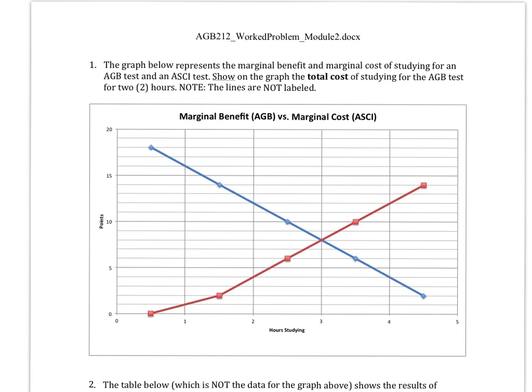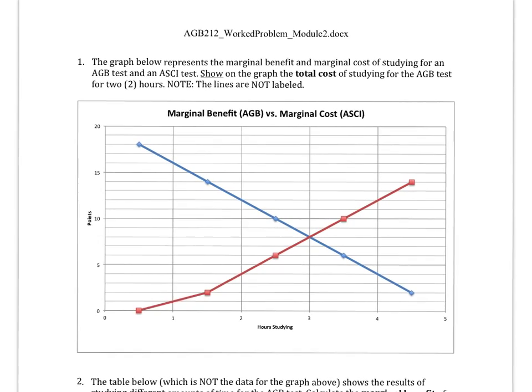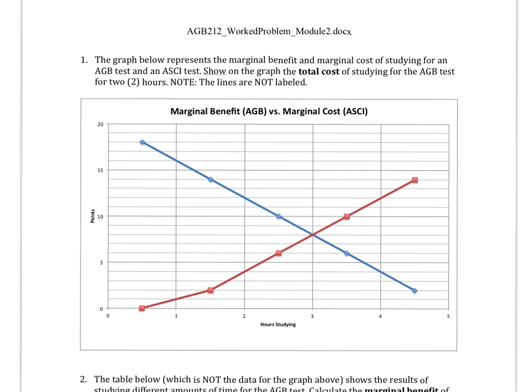So the graph below represents the marginal benefit and marginal cost of studying for an AGB test and an animal science test. Show, so again, I always try to underline the activity, the thing that you're supposed to do. Show on the graph the total cost of studying for the AGB test for 2 hours. So I often bold the term that you're going to be addressing. So on this graph, you're going to have to show, so you're drawing on the graph, the total cost of studying for the AGB test for 2 hours.